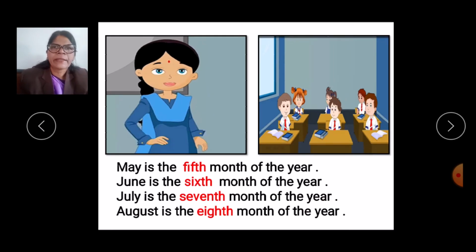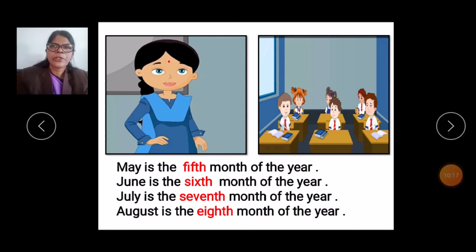In the next one, again the children repeat after the teacher. May is the fifth month of the year. June is the 6th month of the year. July is the 7th month of the year. August is the 8th month of the year. Children, please put your finger after each and every word that I read. May is the 5th month of the year. June is the 6th. July is the 7th. August is the 8th month of the year.